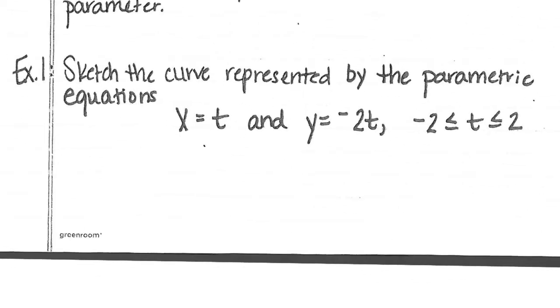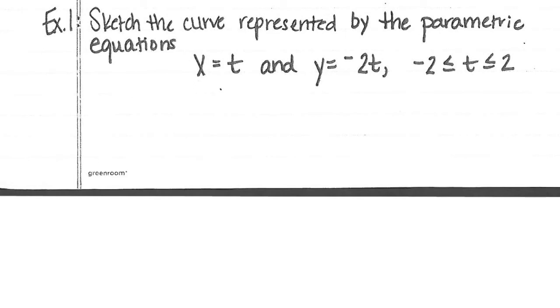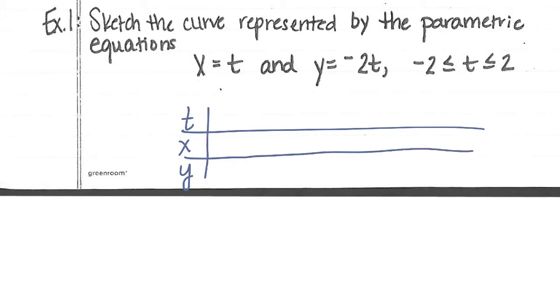It's not very hard. The first one says sketch the curve represented by the parametric equations. I know that x is equal to t and y is equal to negative 2t. So let's do this one by hand. I like to make a chart. You could do vertical or horizontal charts, but we have t, x, and y. And they tell us what t is going to equal: negative 2, negative 1, 0, 1, and 2.